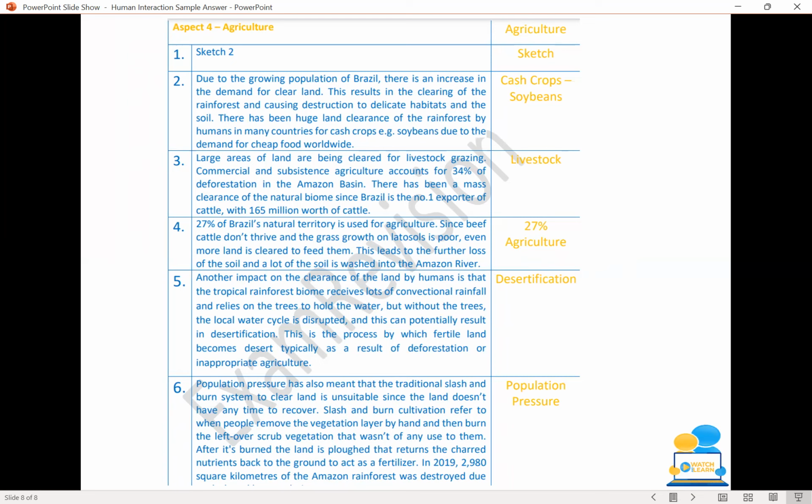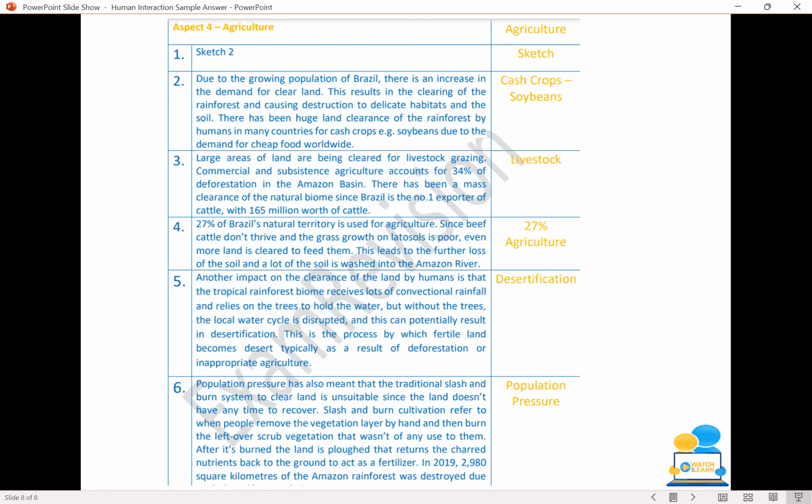The fifth point is desertification. Another impact of the clearance of the land by humans is that the tropical rainforest biome receives a lot of convectional rainfall and relies on the trees to hold the water. But as the trees are all cleared, without the trees, the local water cycle is disrupted. And this can potentially result in desertification. This is the process by which fertile land becomes desert, typically as a result of deforestation or inappropriate agriculture.